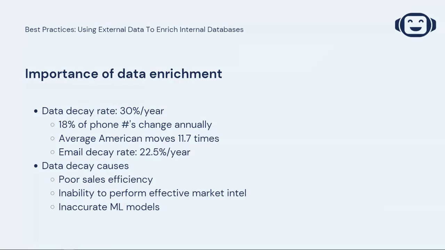And to pull out a few stats around this, 18% of phone numbers change annually. Americans move almost 12 times throughout their life. Almost a quarter of all emails decay in a given year. And so the outcomes here are things like poor sales efficiency, the inability to perform effective market intelligence, inaccurate machine learning models, among many other negative outcomes.